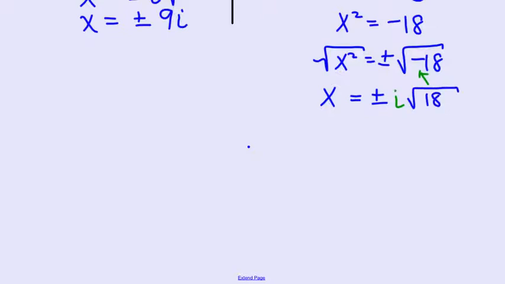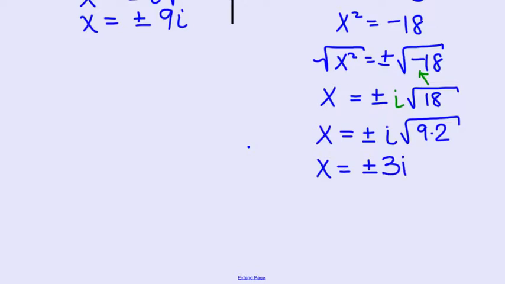And I'll break down 18. 18 can be rewritten as 9 times 2. And then the square root of 9 is 3. So we have 3i. And then this square root of 2 has to stay underneath.